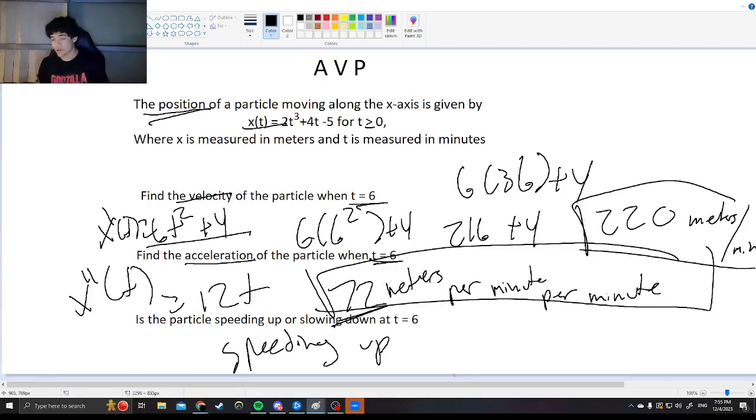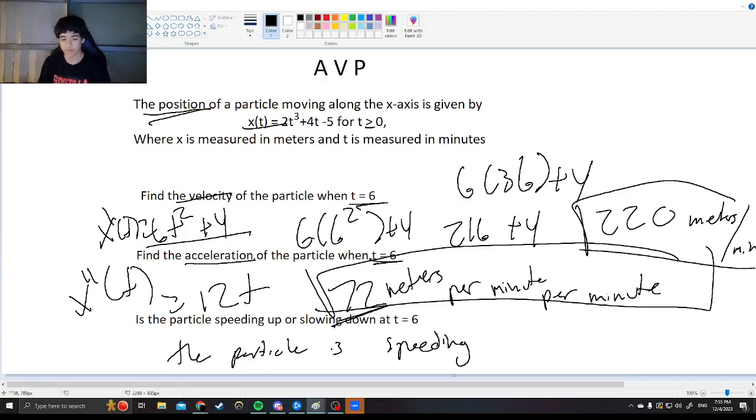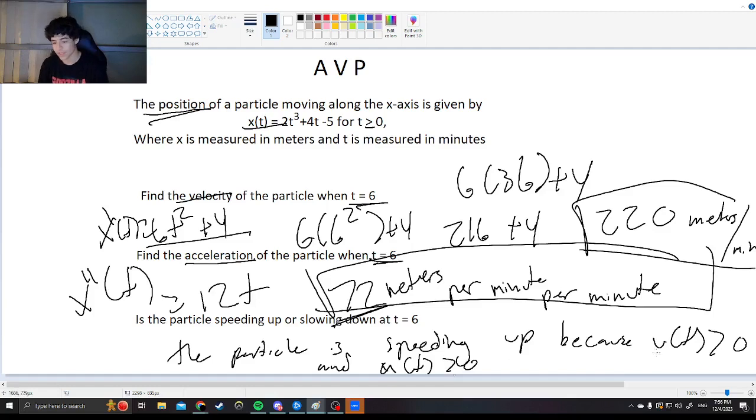On an AP test, on a math test, on the test your teacher gives you, you should write out a sentence and justify it and say, the particle is speeding up. Don't judge my handwriting, I'm writing fast. Because v of t is greater than 0 and a of t is greater than 0. This is just saying the acceleration is positive and the velocity is positive. They're both positive, they agree, whatever.